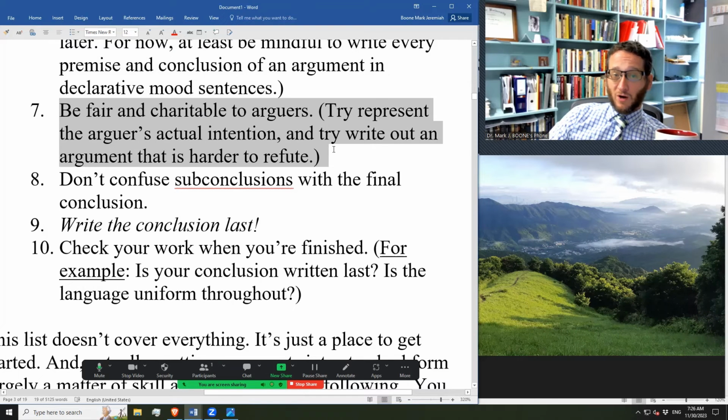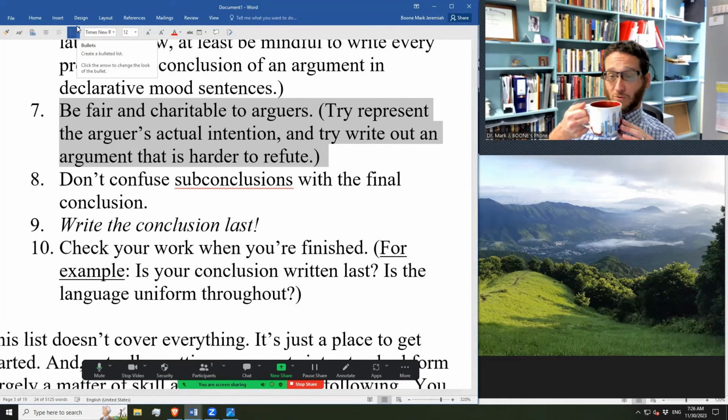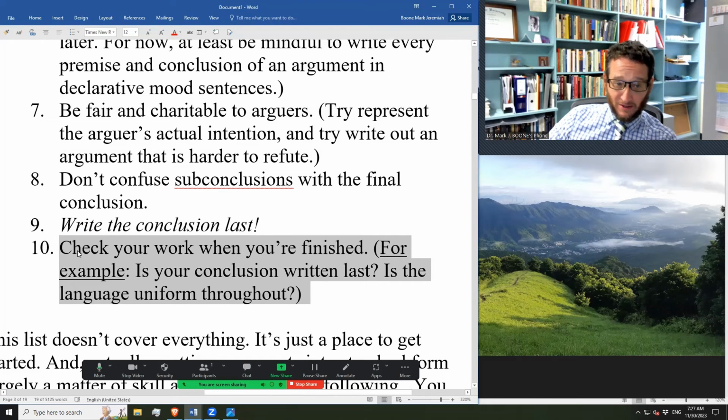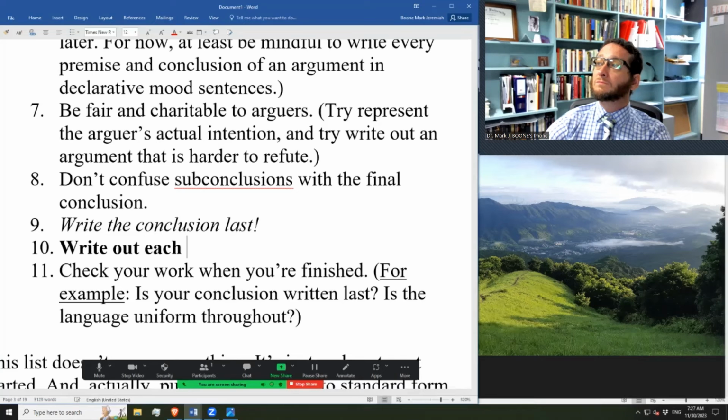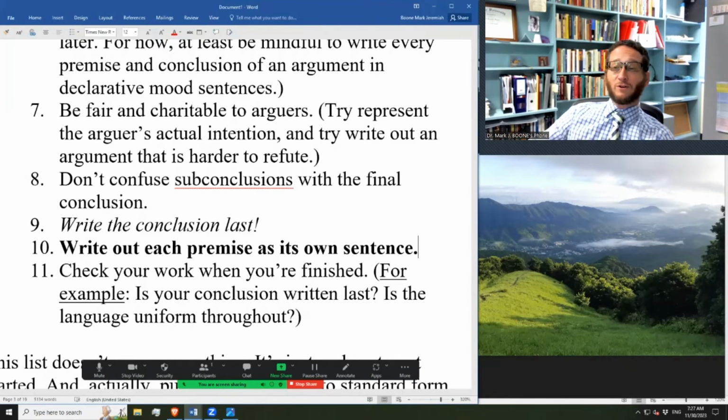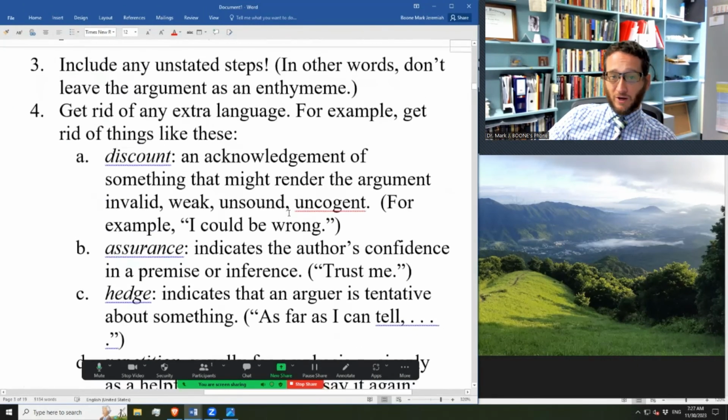And be fair and charitable to arguers. Try to represent the arguer's actual intention, and as a rule, write out an argument that would be more difficult to refute. Don't confuse sub-conclusions with final conclusions. Write the conclusion last. Check your work when you're finished. And then that other thing that I mentioned orally but haven't written down that I really need to add to my notes, so I will type it up now. Write out each premise as its own sentence. All right, these are the things you should do to put an argument into standard form.